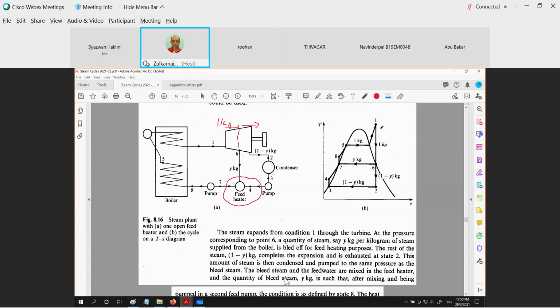So if we have the same amount of W net, but we reduce the Q in, what happened to the thermal efficiency? Guys, what happened to the thermal efficiency? We make the Q in less with the same amount of W net. What happened to the thermal efficiency? Increase. Yes, it will increase. So the incorporation of this feed water heater is to increase the thermal efficiency.